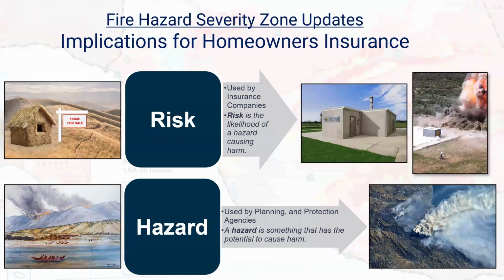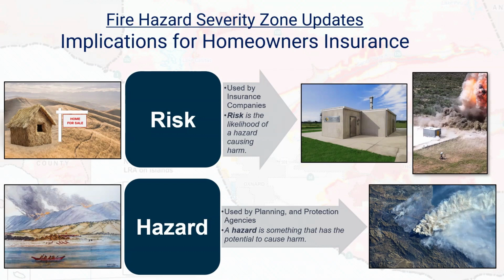Okay. Now, what are these fire hazard severity zone updates? What are the implications for homeowners insurance? It's a great question. Essentially, the answer is that there should not be implications on your homeowner's insurance. There are differences between a hazard map and a risk map, and it really goes down to the difference between hazard and risk at its core.